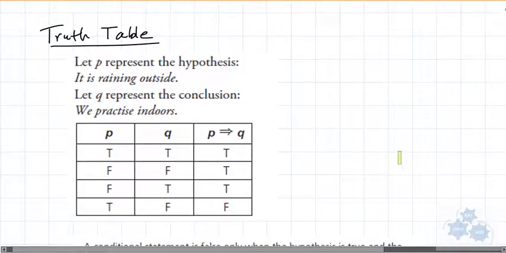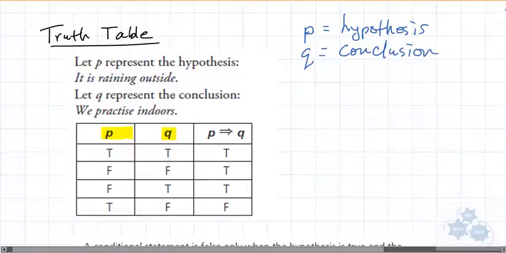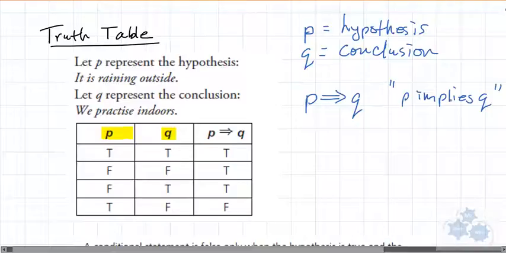So P. Now, did we talk about P and Q? Okay, maybe this is the first time we've seen P and Q. Obviously P is the hypothesis, so that's something you want to make sure you know. P is the hypothesis. Q is the conclusion. All right, and this notation here with the double arrow says P implies Q. So if it's raining outside, that would imply that we practice indoors. That's the nature of the statement. So that's P implies Q.